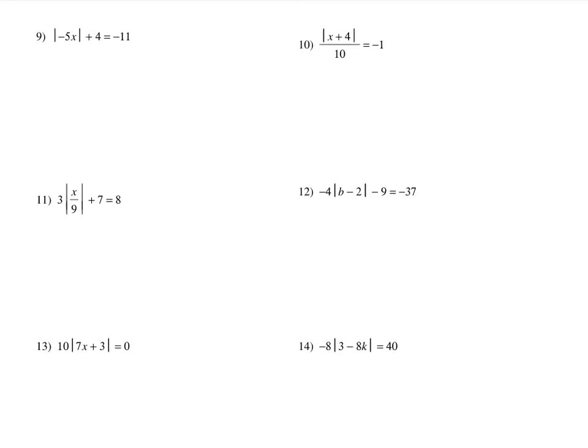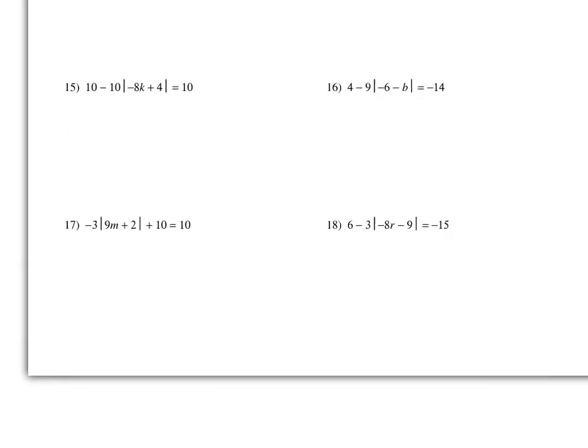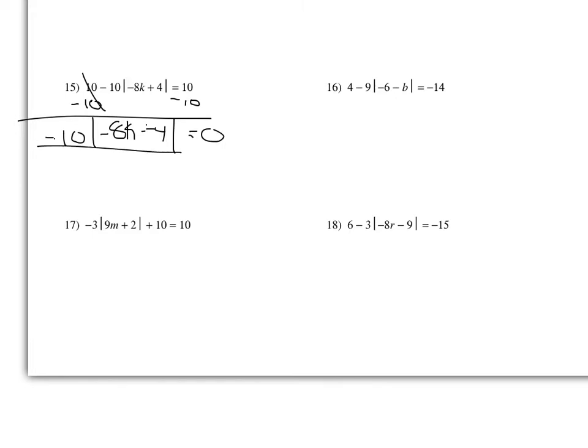Okay, on this page, let's skip to number 15. It's ones that are a little more difficult for us. On 15, I have to get that absolute value by itself first. So I'm going to subtract the 10. So you'll have -10, absolute value, -8k plus 4, close absolute value, equals 0. Now still to get that absolute value by itself, I gotta divide by -10. So I'll get absolute value of -8k plus 4, still equals 0.